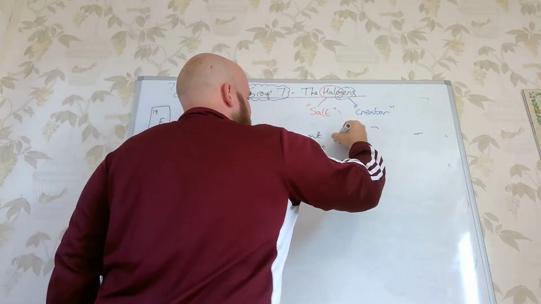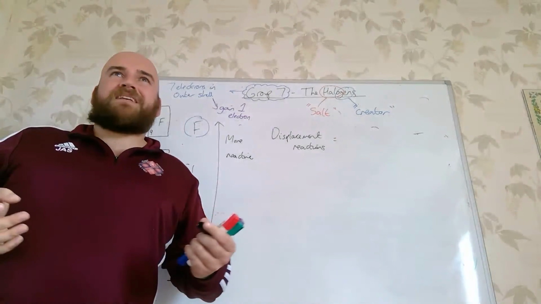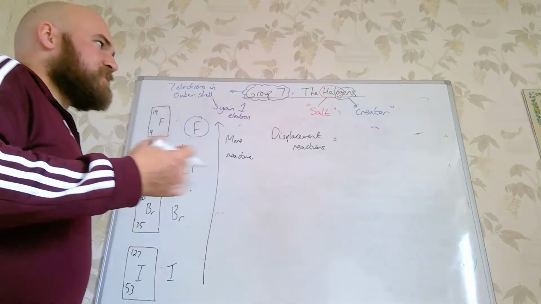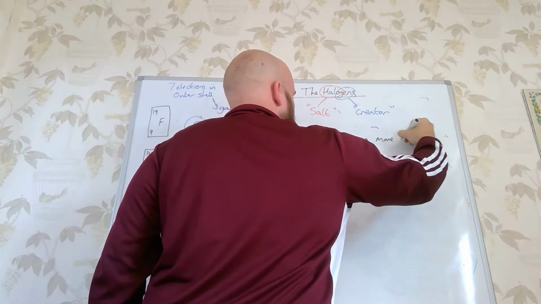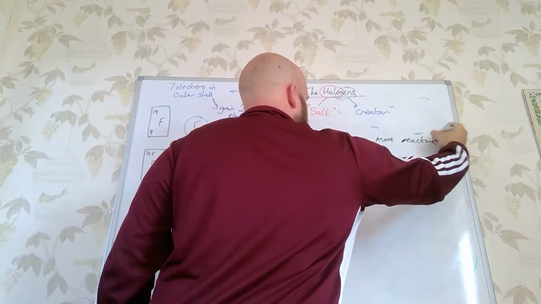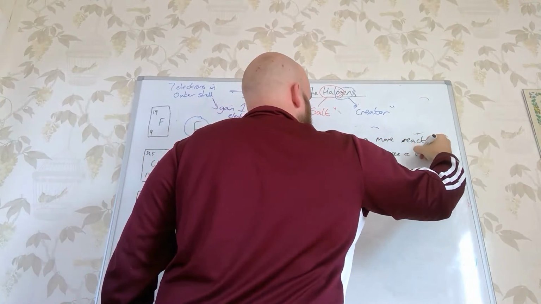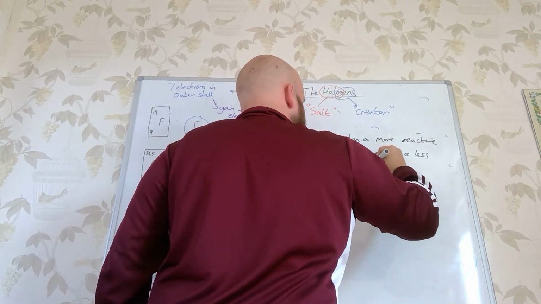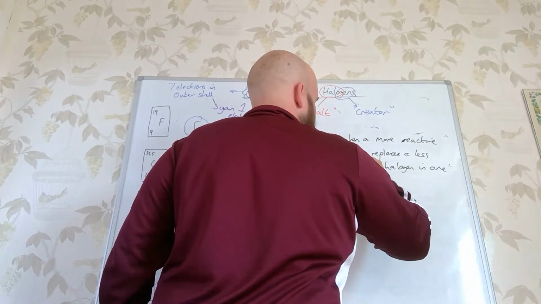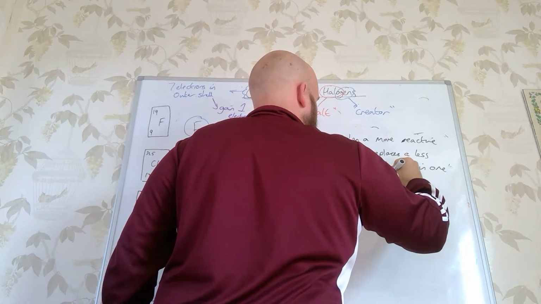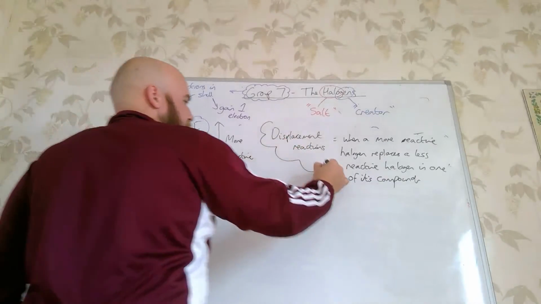it's a very specific definition here. So what are displacement reactions? What does displacement mean? Displacement means basically replacement. So something is going to be swapped in these reactions. So it's when a more reactive halogen replaces a less reactive halogen in one of its compounds. Okay, so there's the sort of definition, if you like.